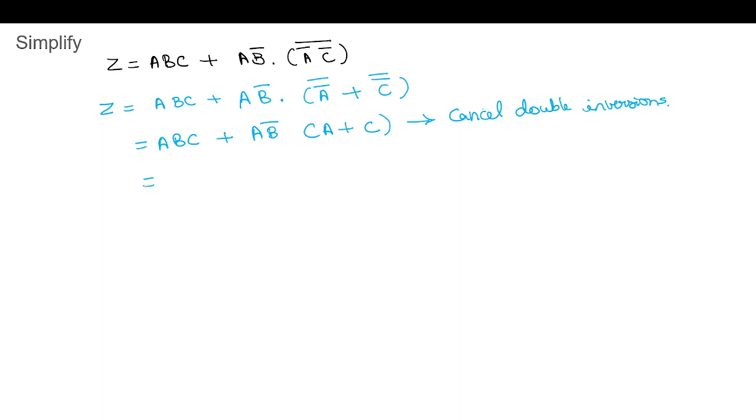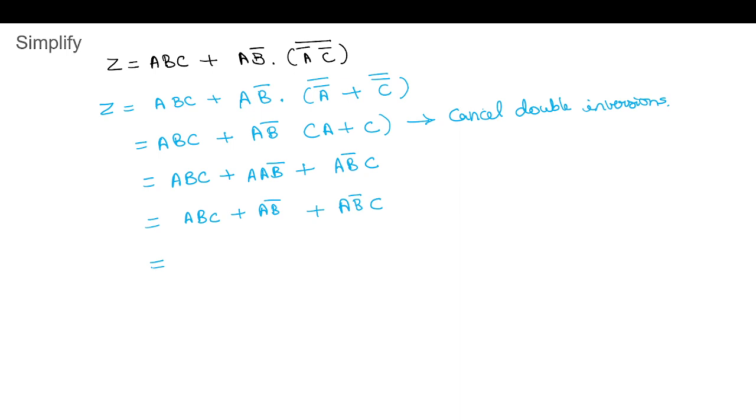So the next term, if you multiply this A B complement inside, it will be A B C plus A B complement A plus A B complement C. Now A into A is A. So A B C plus A B complement plus A B complement C.